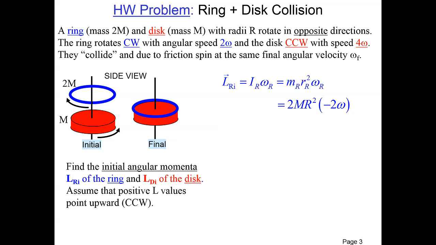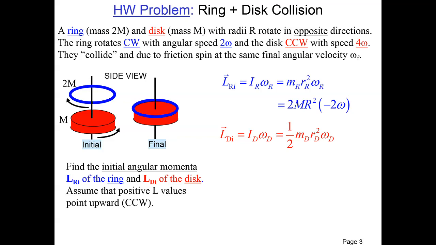Well, to find this, we find the angular momentum of the ring and the disk each before we collide, and then we add them together to get the total angular momentum. So first, let's do the ring. The mass is 2m, so the moment of inertia of a ring is mr squared. So the moment of inertia is 2m times r squared.